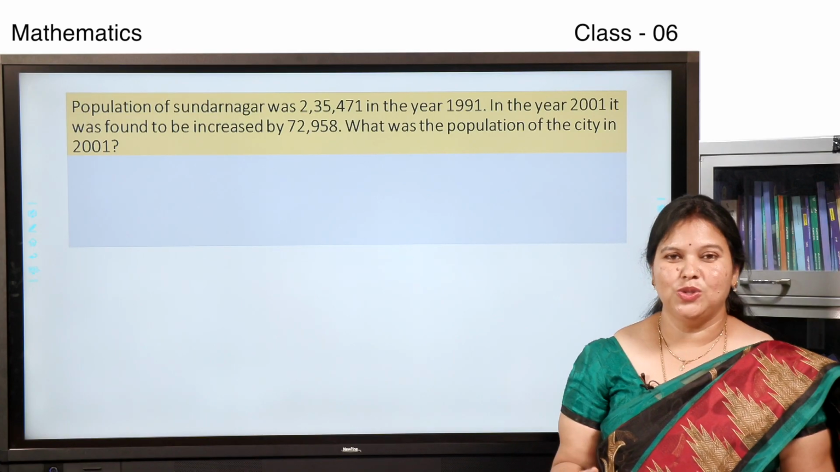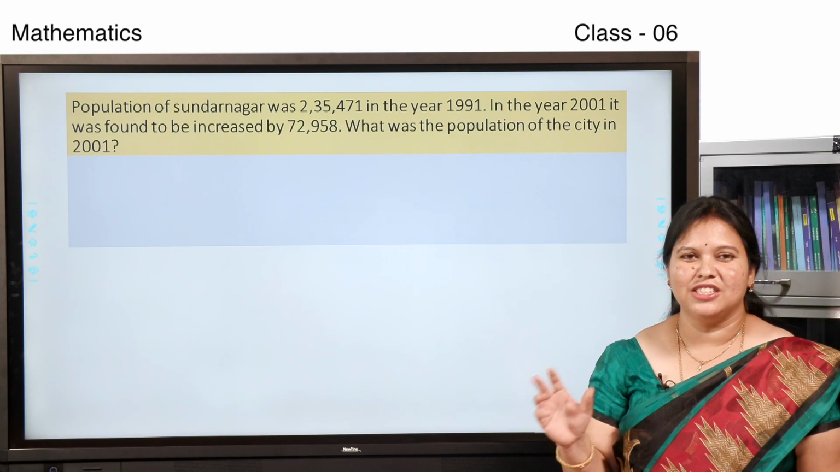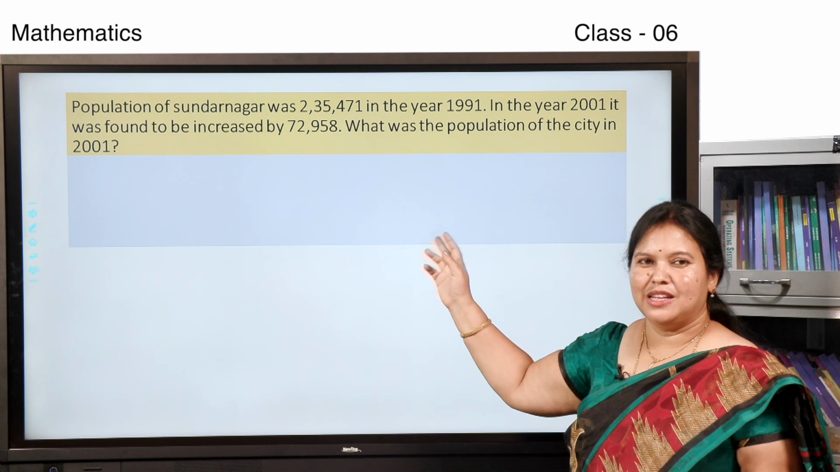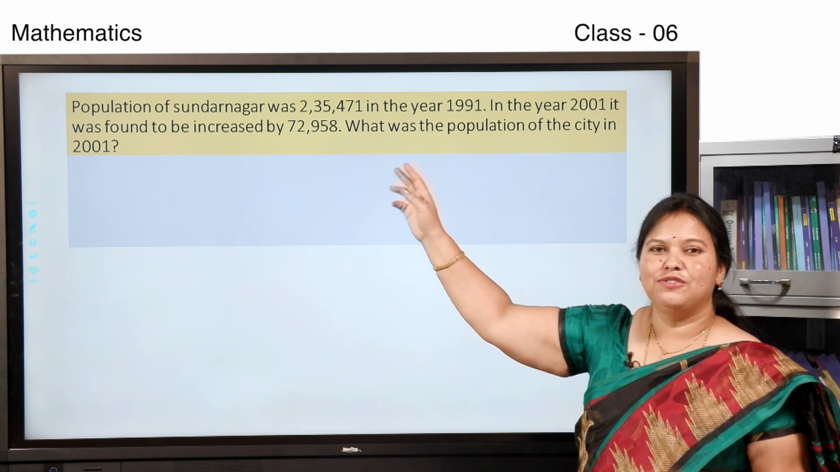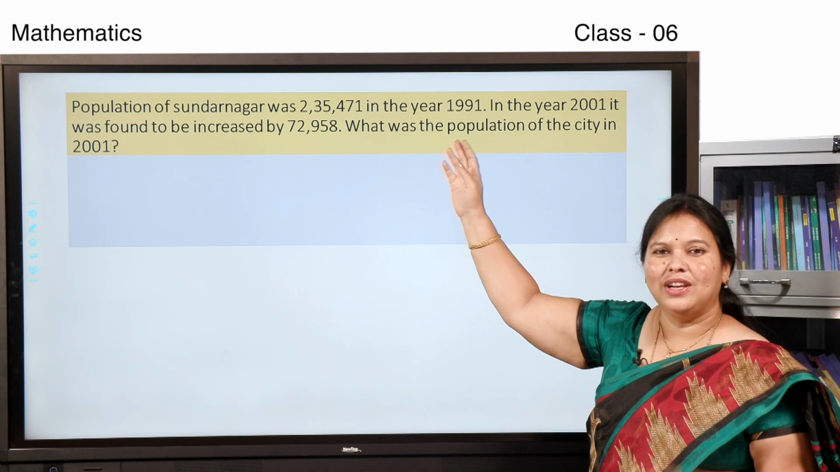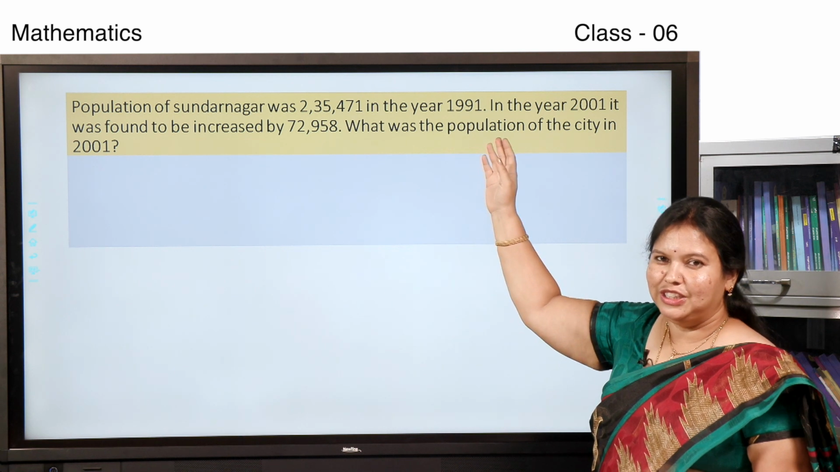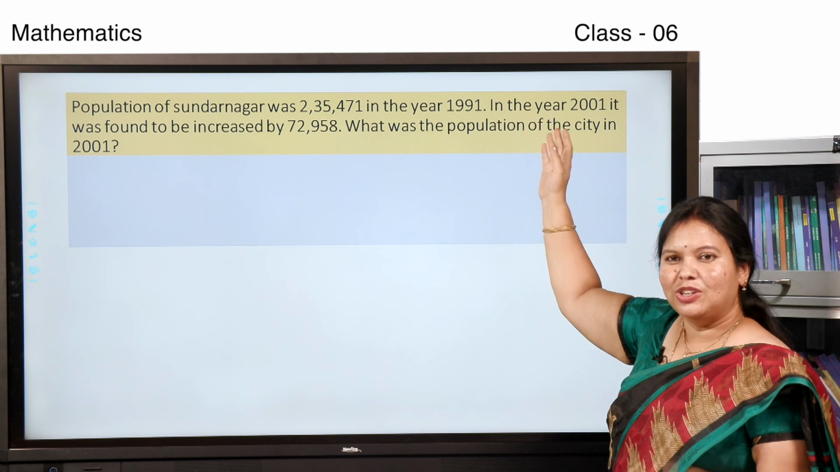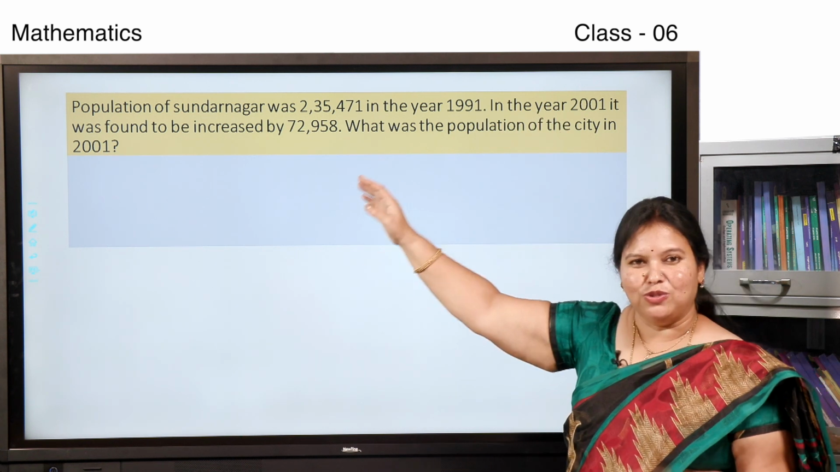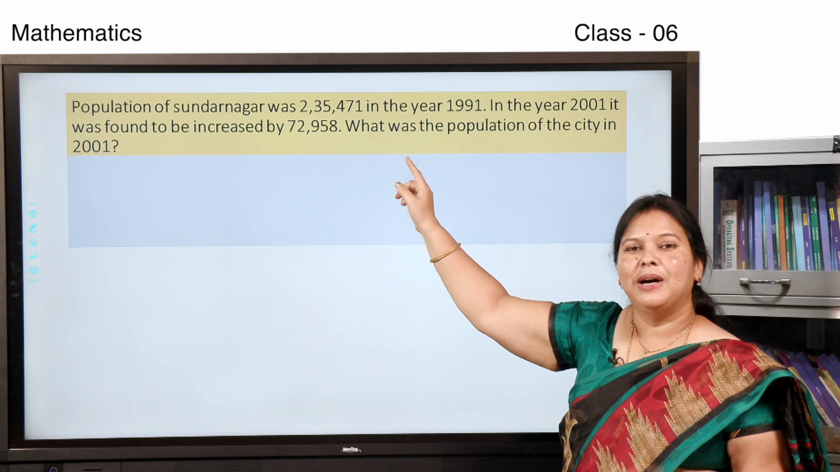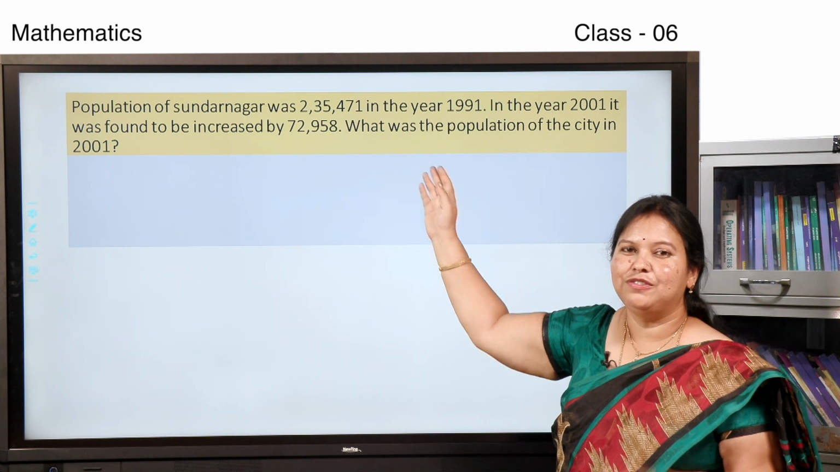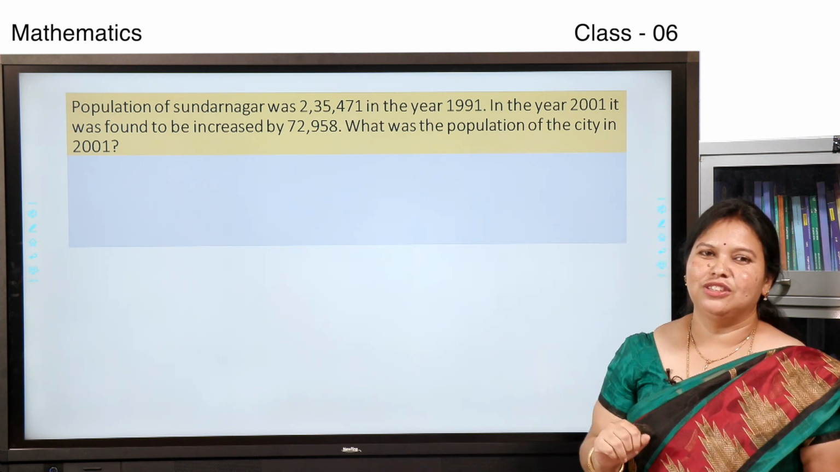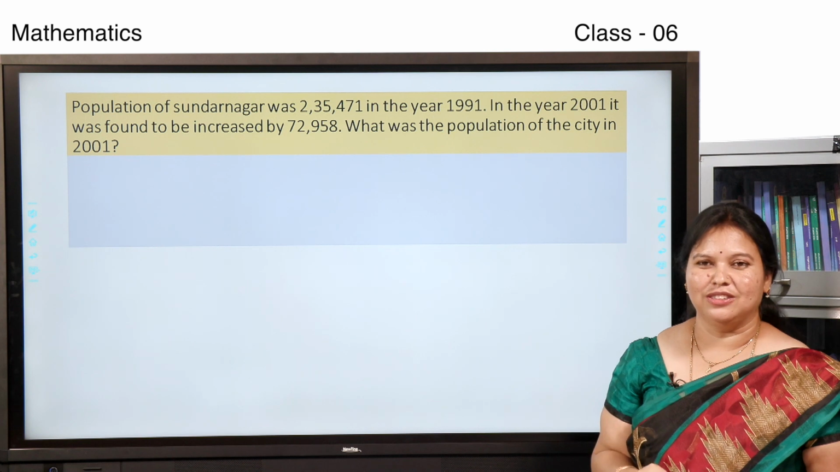Now, let us do some word problems using larger numbers. Here is an example. The population of Sundarnagar was 2,35,471 in the year 1991. In the year 2001, it was found to have increased by 72,958. What was the population of the city in 2001?